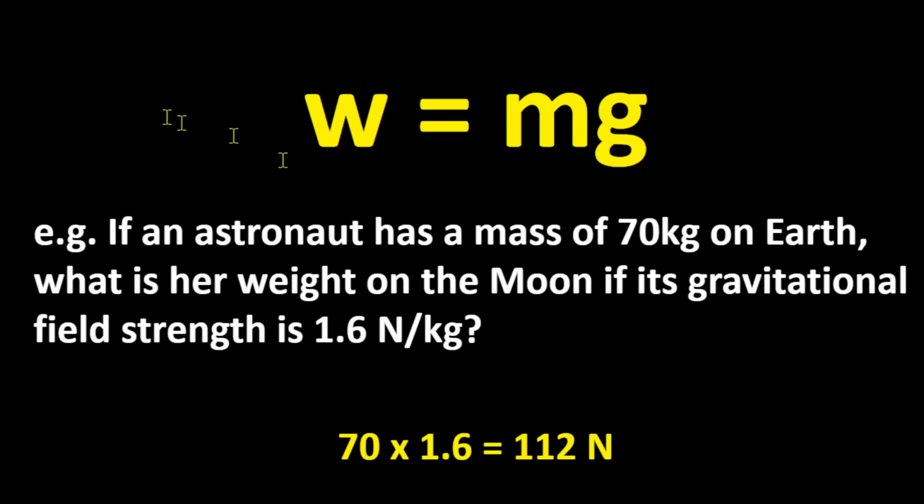The formula for weight is given as W is equal to mg, where m is mass and g is acceleration due to gravity. An example question: if an astronaut has a mass of 70 kilograms on Earth, what is her weight on the moon if its gravitational field strength is 1.6 newton per kilogram? The mass is 70, g is 1.6, multiply the 2, you get 112 newtons. This will be her weight on the moon, but her mass on the moon would actually stay as 70 kilograms.